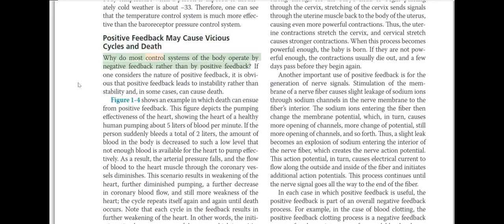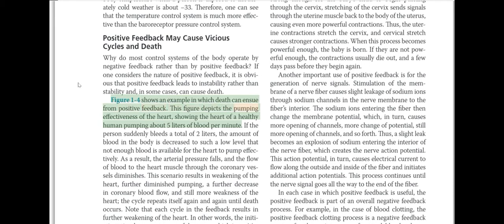Why do most control systems of the body operate by negative feedback rather than by positive feedback? If one considers the nature of positive feedback, it is obvious that positive feedback leads to instability rather than stability and, in some cases, can cause death. Figure 1-4 shows an example in which death can ensue from positive feedback.